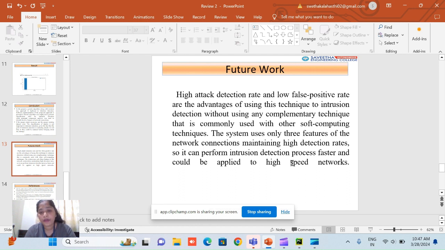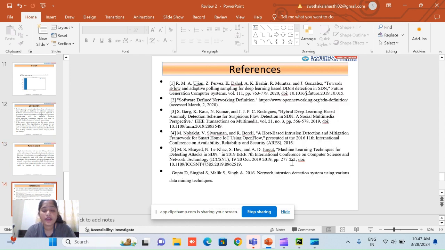And so it can perform the intrusion detection process faster, and it could be applied to high speed networks also. And I took these references to complete this project. And yeah, we move to the execution part.